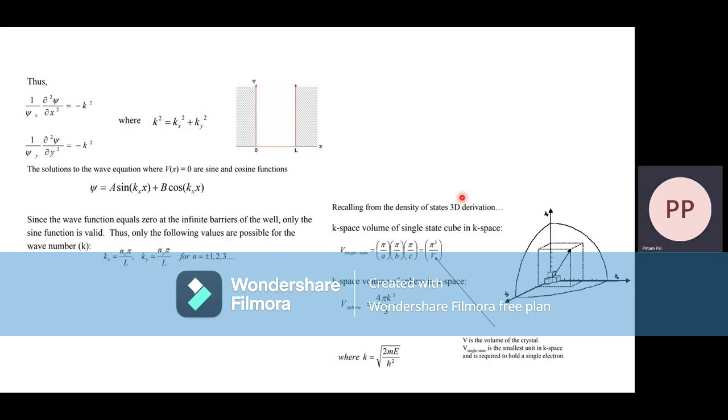Now recalling the density of states 3D derivation, this is one octant, one eighth of this sphere. The k-space volume of a single state of the cube in k space is pi by a, pi by b, and pi by c, so it's basically pi cubed by V. This is the volume in k space. The k-space volume of the sphere will be 4 by 3 pi k cubed, right?